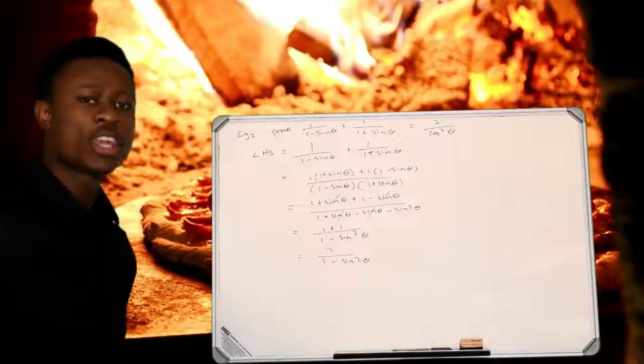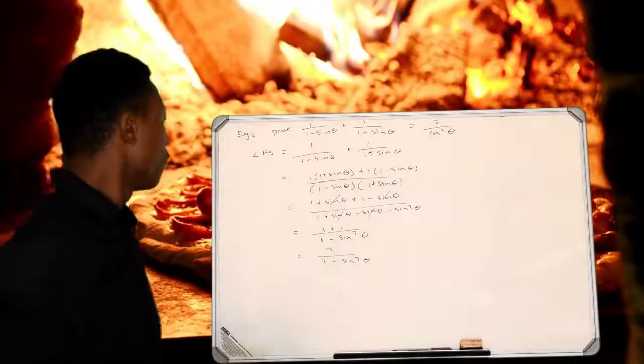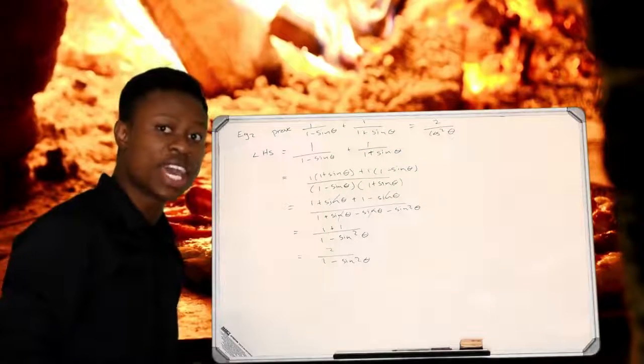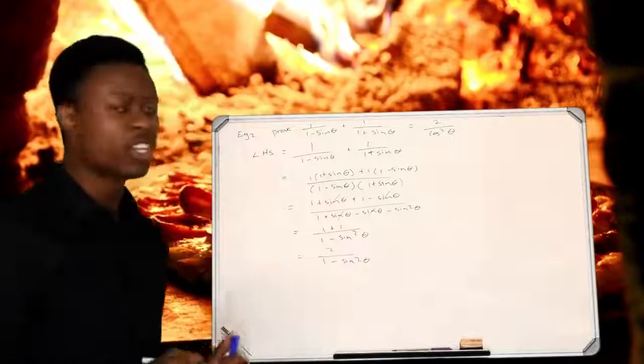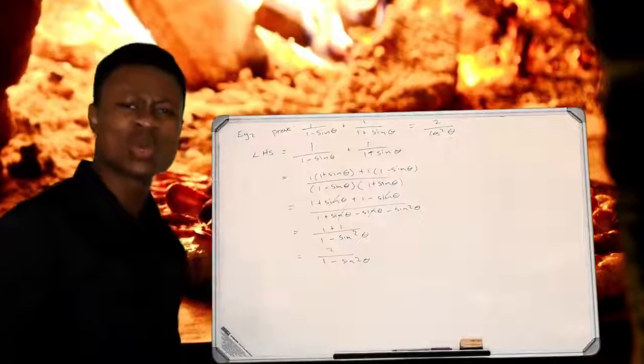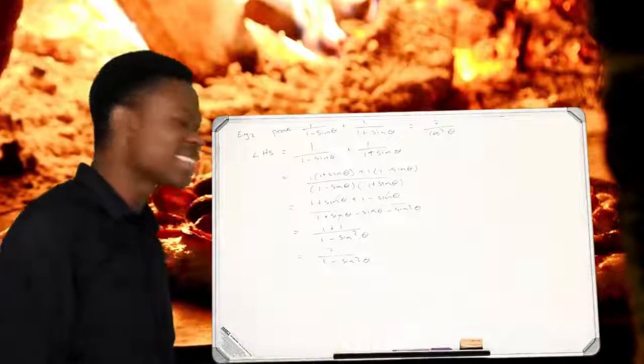Okay, now let me look at the top. How similar am I to what's at the top? What's at the top? It says 2. I have 2 in the numerator. Okay, so we're getting somewhere. But in the denominator, they have cos squared theta. I have 1 minus sine squared theta. What can I do? I'm stuck. I don't know what to do next.